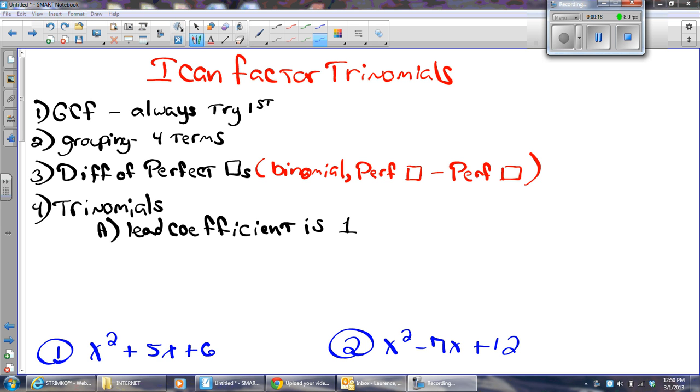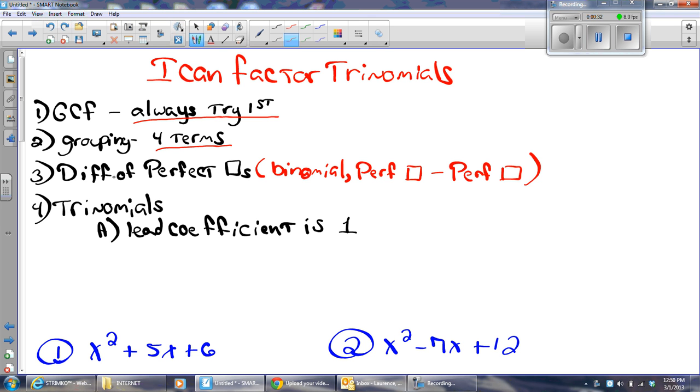First of all, we learned how to factor. Remember, the big F word is factoring by GCF, and we're always going to try the GCF first, right? I want to emphasize we always try the GCF first. Okay. 2, we're going to do grouping. When do we do grouping? When there are 4 terms.